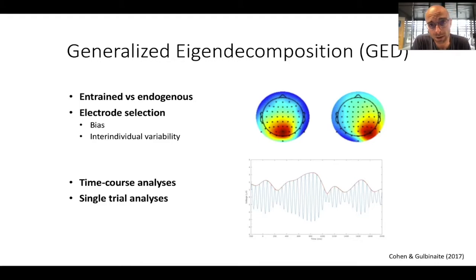The way we extracted the entrained component of interest was by means of generalized eigendecomposition. In short, the method allowed us to find the weighted combination of electrodes which best separated narrowband entrained activity from broadband intrinsic or endogenous activity. The purpose was to design a spatial filter to reduce the dimensionality of the data from our 64 channels to one single time series, which prevents electrode selection bias and is optimal for time course analysis at the level of long single trials.